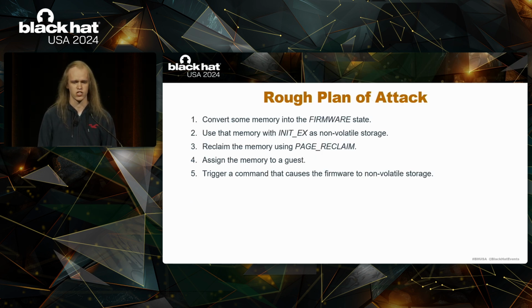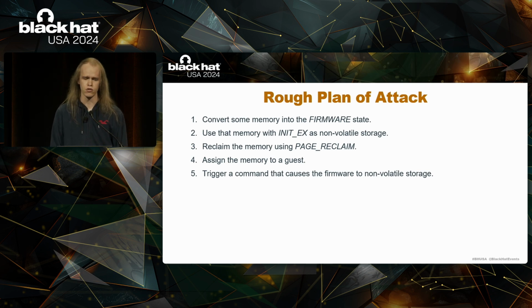The first two steps are just like normal. The hypervisor donates some memory to the firmware and then tells the firmware to use it to store certificates. However, immediately after doing that, it does something bad, which is that it can use the page reclaim command to reclaim that memory from the firmware to the hypervisor. This isn't supposed to happen because the firmware is actually still using that memory, but because that check doesn't exist, the firmware just allows this. Once the hypervisor actually owns that memory, it can do whatever it wants with that.